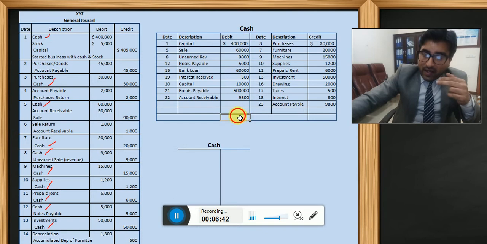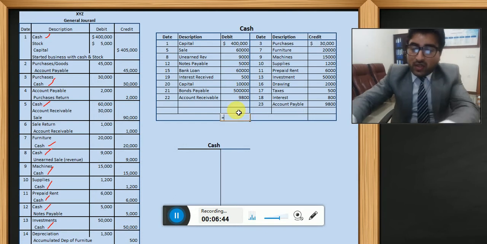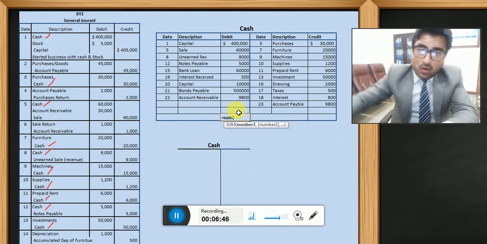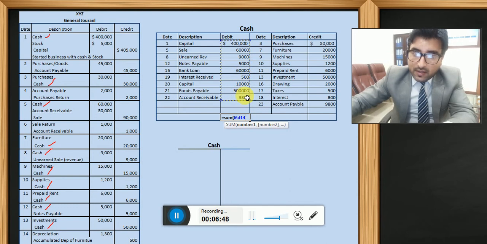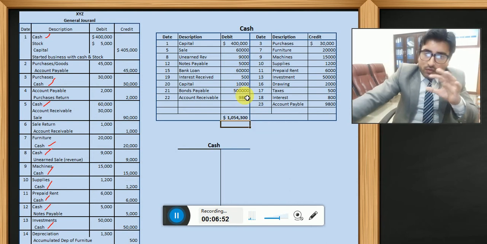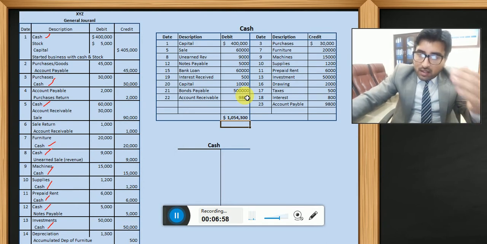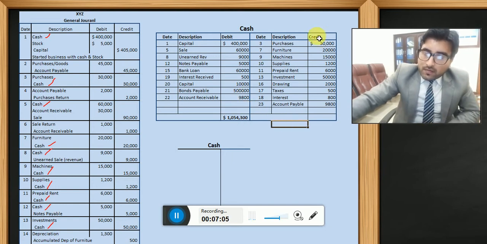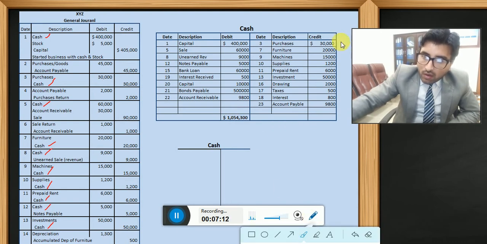So add all the values in the debit, so equal sign and sum all the values in the debit side. If you are still not sure what we mean by the debit balance and credit balance, just make sure which side is higher, the total of which side is higher. Just sum it up first. Now from this debit balance we have to subtract all the values, all the credit side, this side.